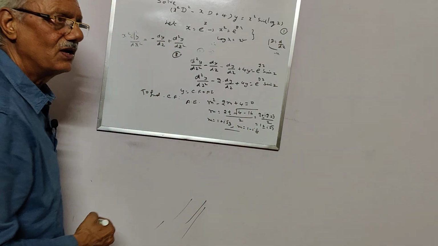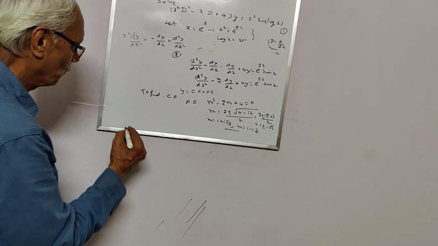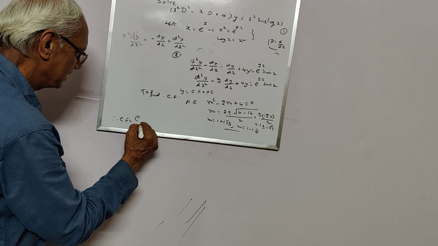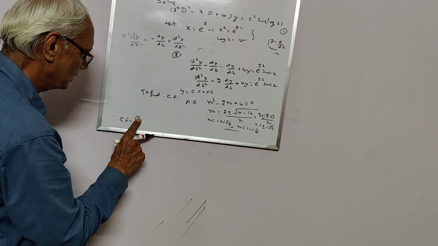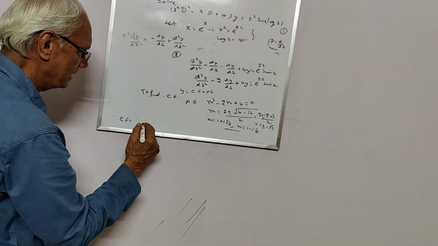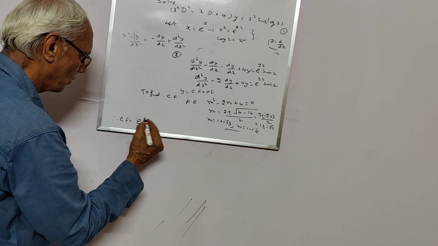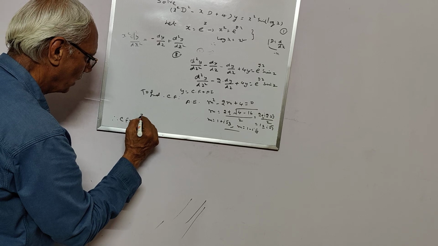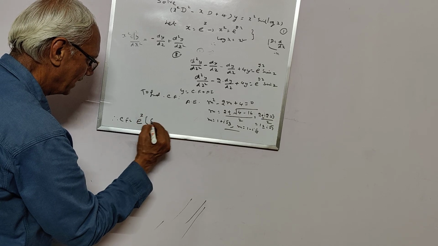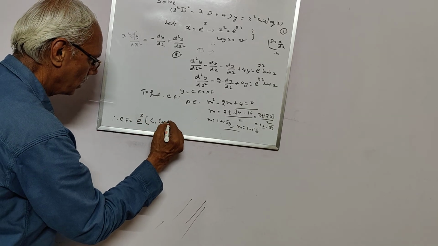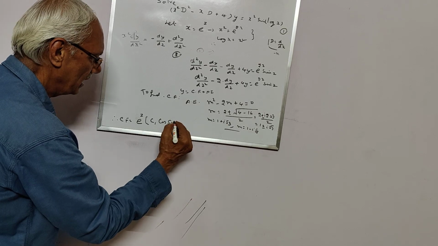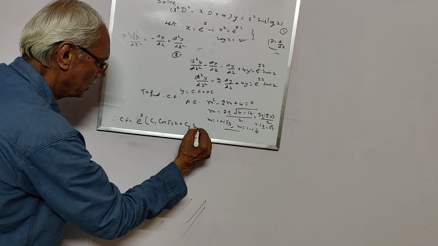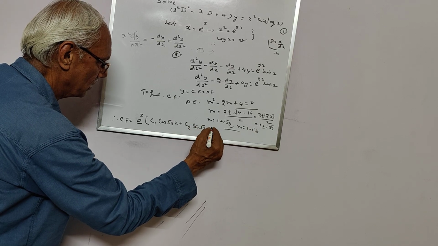So these are the two roots. Therefore, the complementary function is... here it is not C1. See, if they are imaginary roots, then e to the power of, in the place of the real part, it is 1. So e to the power of 1 into z, within brackets, C1 into cos root 3 into z plus C2 into sin root 3 into z.